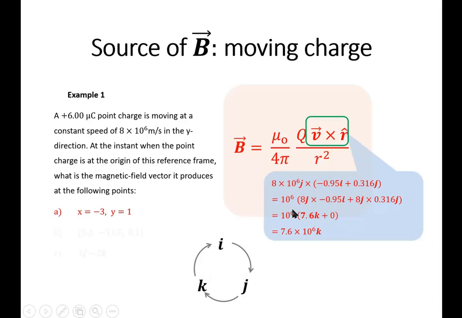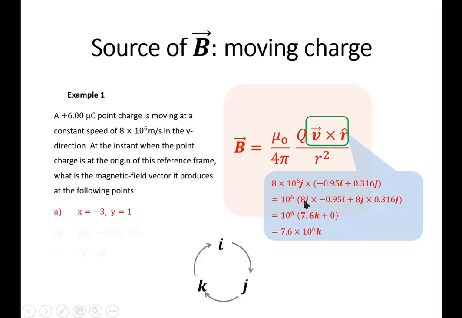So cross product is not commutative. You can't interchange it. That's 8J cross negative 0.95I. If you change it and make it negative 0.95I cross J, you get a different thing. You get a negative value. So we can't interchange cross products. Just as they are, cross them. Okay. So let's continue. So 8J cross negative 0.95I.